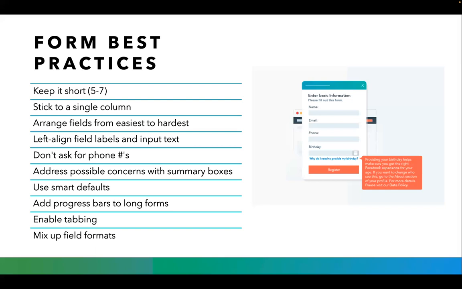Number 3, arrange fields from easiest to hardest. So you get them to commit first, and then have them answer the hardest questions at the bottom. So again, ask for name, email, phone number, birthday, and then maybe ask them to tell you what the issue may be, or how you can assist them further, or for comments. Get them to commit and answer quickly, and then ask the hardest question towards the end.